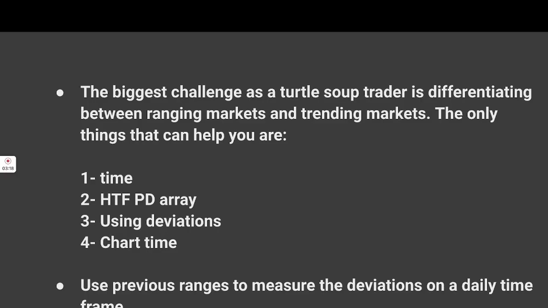The biggest challenge as a turtle soup trader is differentiating between ranging markets and trending markets. The only things that can help you are understanding time, using a higher time frame PD array, that is your key level, using deviations, standard deviations of a range, and number 4, chart time or experience. Use previous ranges to measure the deviations on a daily time frame.